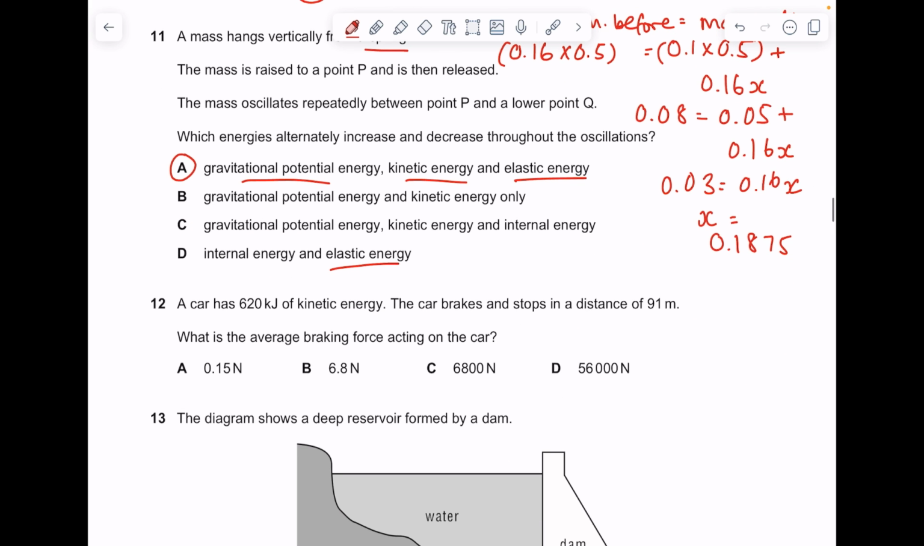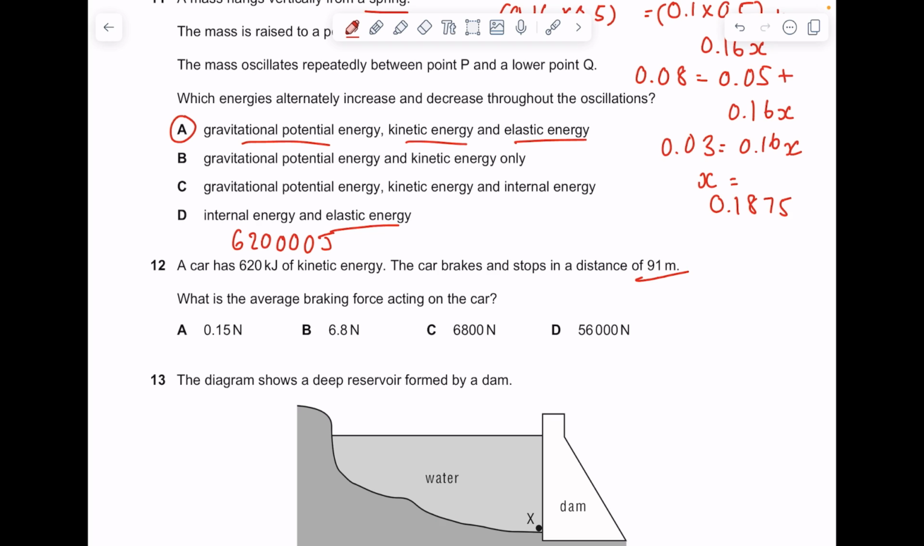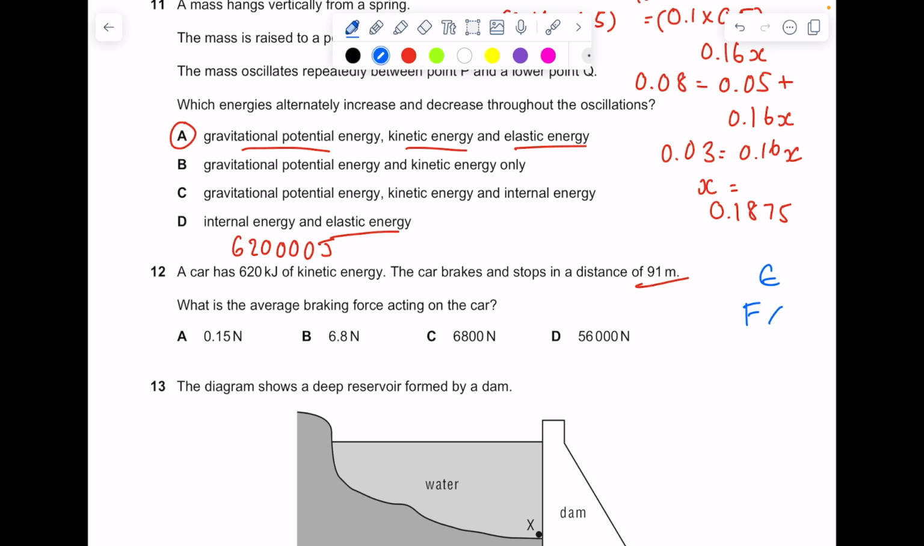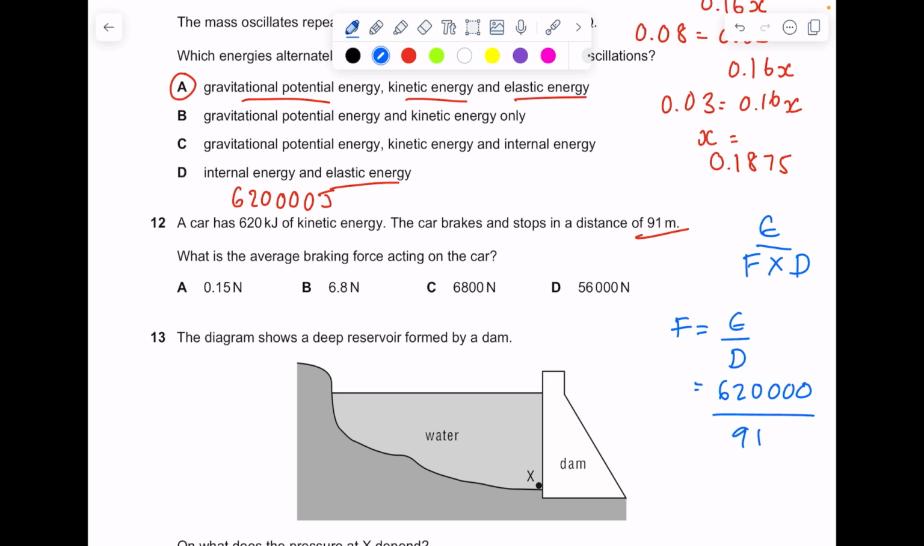A car has 620 kilojoules. Let's get that into joules straight away. Of kinetic energy. The car brakes and stops in a distance of 91 meters. What is the average braking force? This is the formula triangle you need this time. So force is energy divided by distance. So the answer is 6813. To two significant figures, the answer is C.